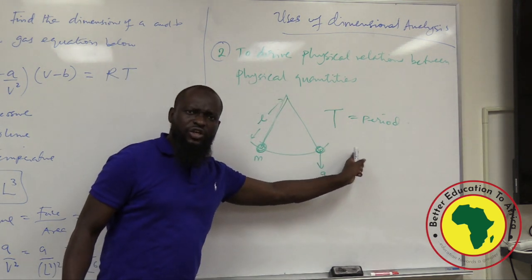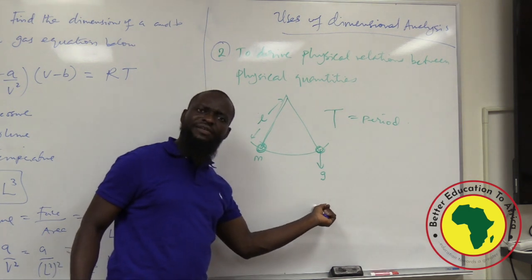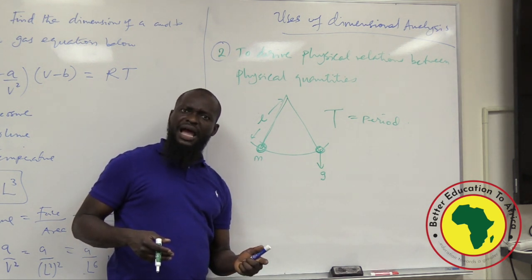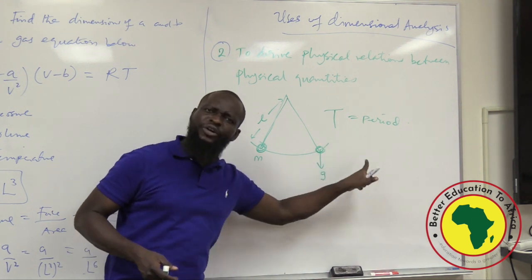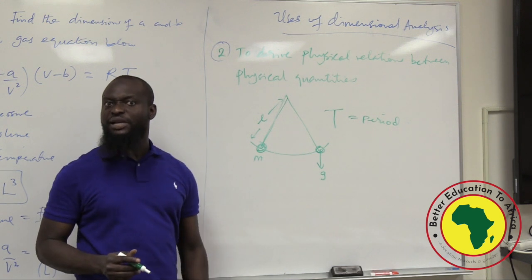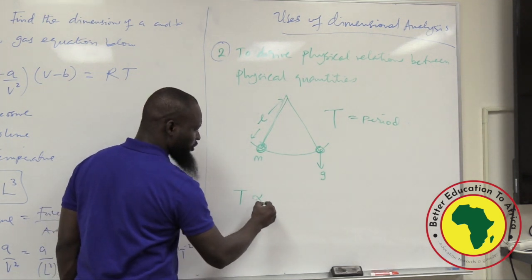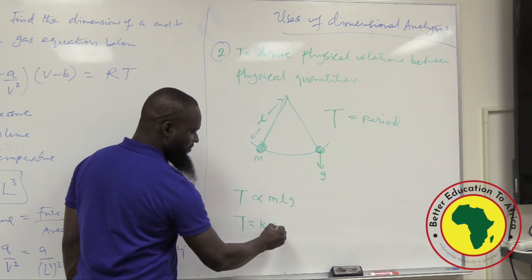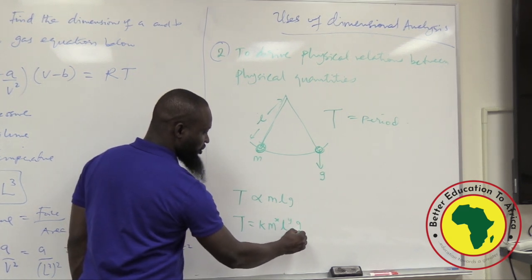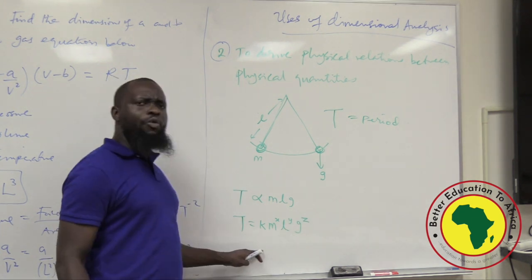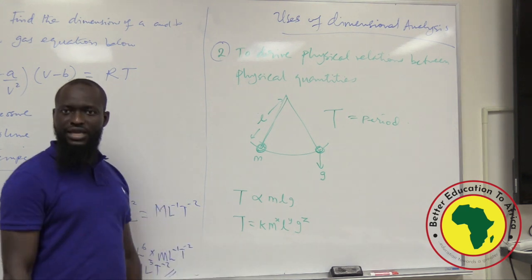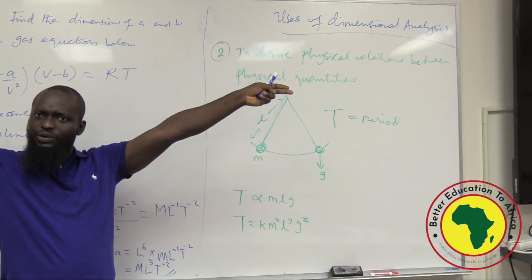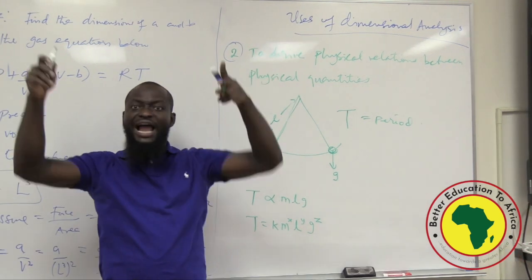If the period of oscillation depends on the length, the mass, and the acceleration due to gravity of the place where this pendulum is oscillating about a fixed mean position, I want to derive an equation for T in terms of all this. Dimensional analysis can give me that formula easily. I just say that the period T is proportional to M, L, and G. So T equals some constant K, M to the power X, L to the power Y, G to the power Z. I don't know what powers those are until I put in dimensions. Maybe it's directly proportional, or the square of M, or the cube of G. I don't know yet.